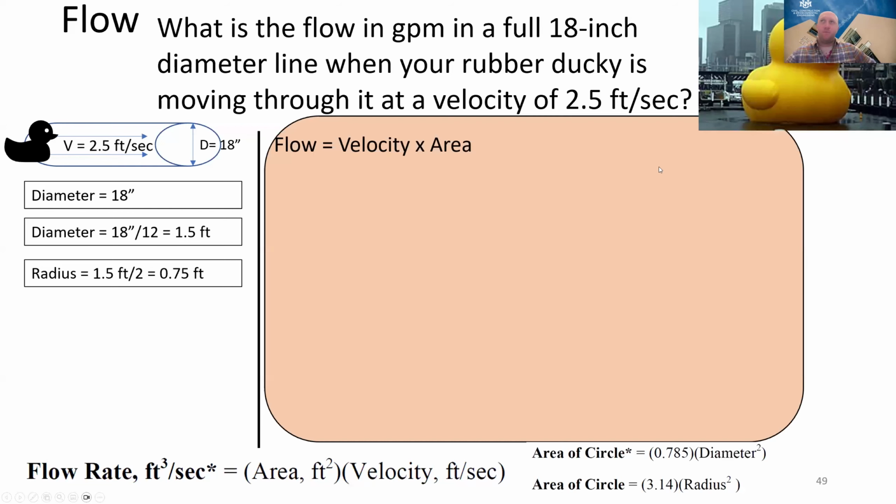Okay, so we're going to start out by writing down the equation. That's how I always like to start. My flow is my velocity times my area, and that's from the formula sheet, which I copied and pasted at the bottom here. So our flow rate in cubic feet per second is area in square feet multiplied by velocity in feet per second. First I need to figure out area because that's half of our equation.